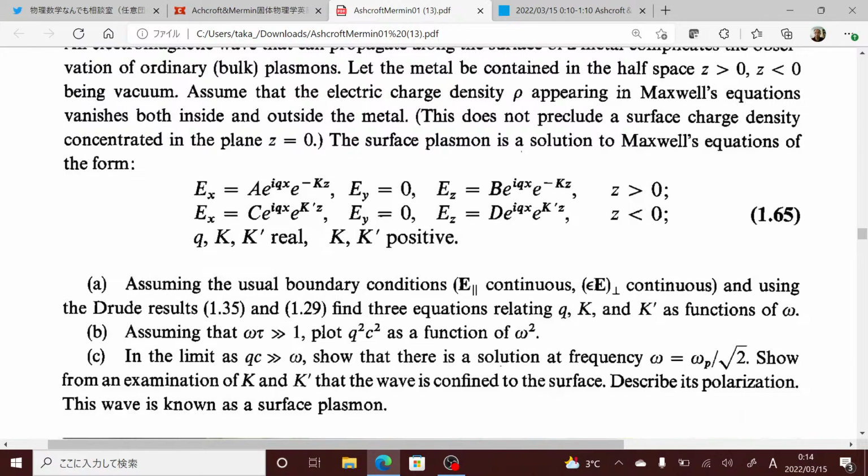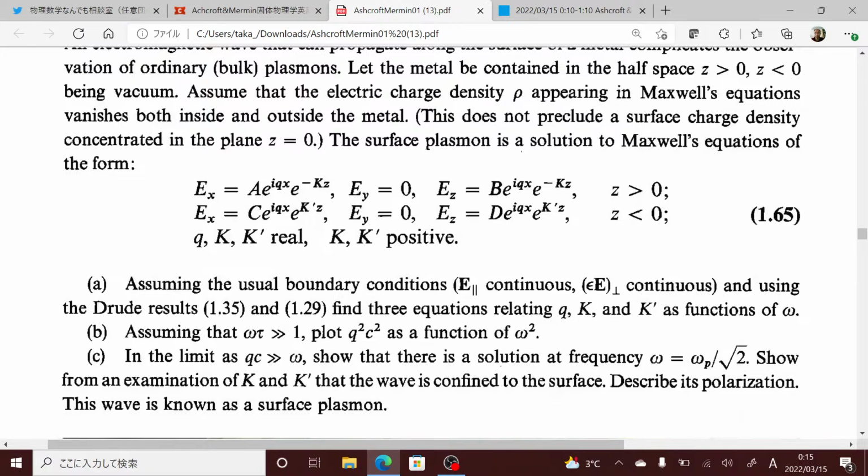Part A. Assuming the usual boundary conditions, E parallel continuous, and this is different, dielectric constant times E perpendicular continuous, and using the result 1.35 and 1.29, find three equations relating q, k, and k prime as functions of omega.